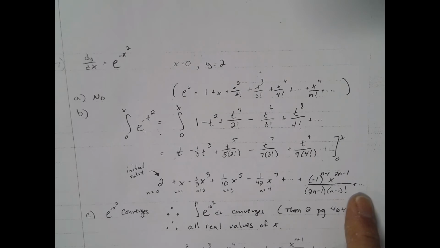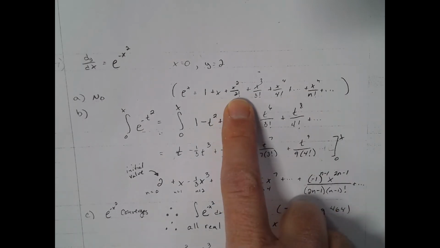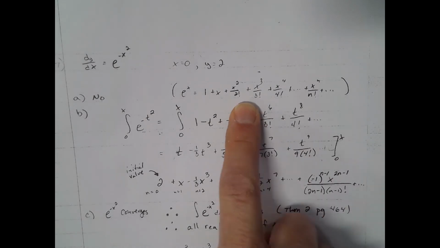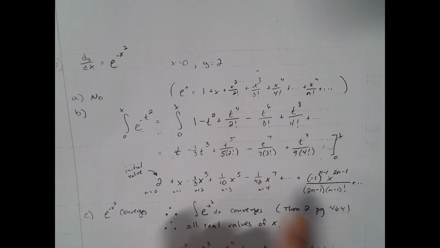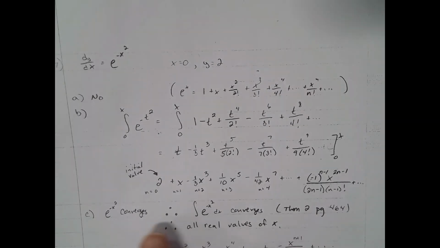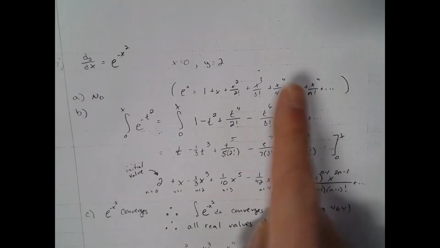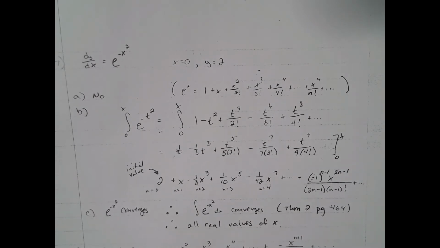C says, for what value of x does this power series actually equal the function y? Give a reason. Okay, so our initial e to the x, it kind of starts there. It's given that the interval of convergence is from negative infinity to infinity. So that goes for e to the x, it will work for all x values. When we integrate it, it does not change the interval of convergence. That's Theorem 2, page 464. So if we replace it with negative x squared, it doesn't change the interval. If you integrate it, it doesn't change the interval. So it's good for all real values of x.